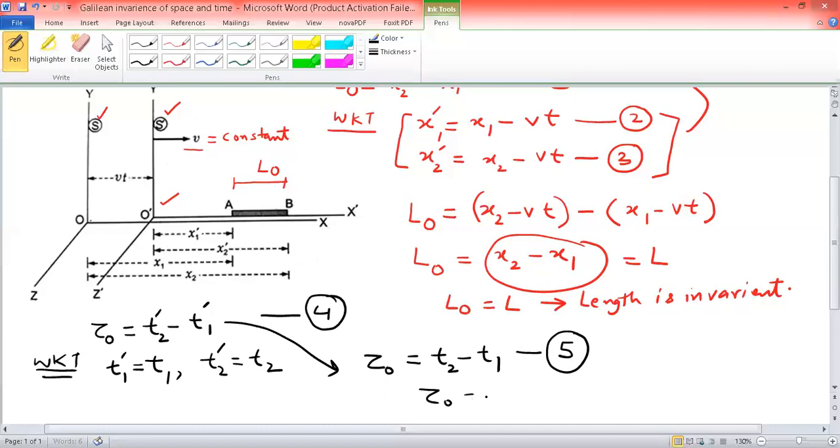Tau naught is equal to tau naught. For further simplification, I write that this is the measurement according to frame S prime and this is the measurement according to frame S. The first is according to frame S prime and the latter is with respect to frame S. So I hope you now understand well that for both space and time intervals, the Galilean transformations always remain invariant. In our next lecture, we will discuss the transformation of velocity and acceleration under the Galilean transformation.